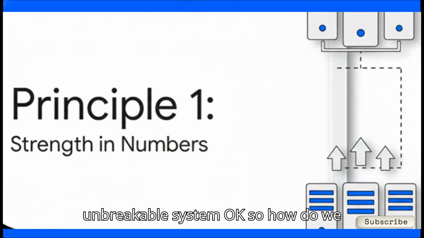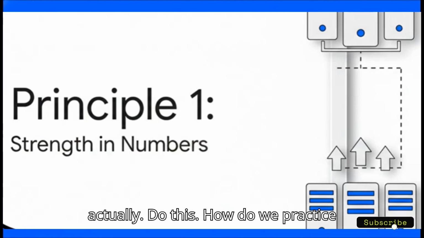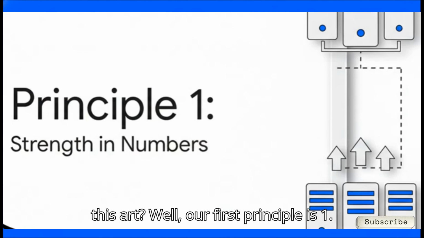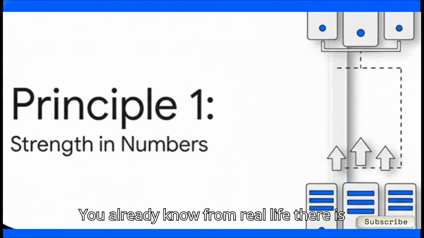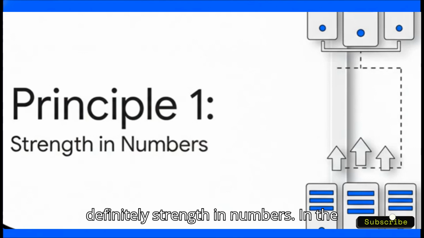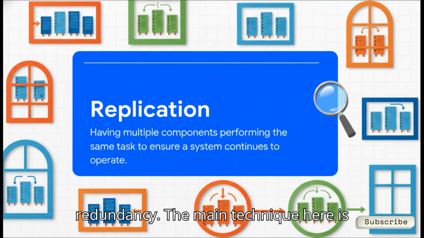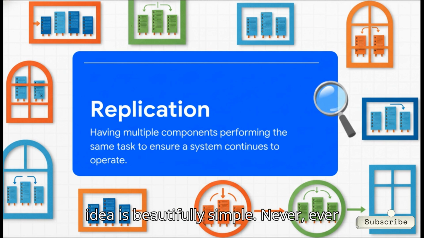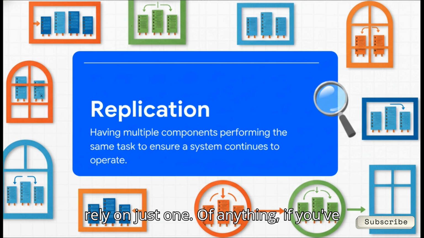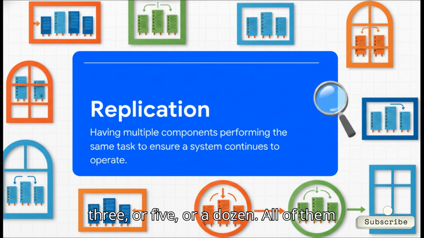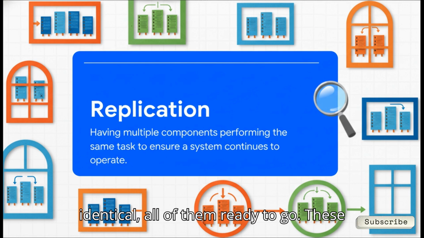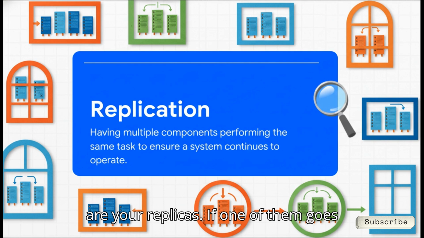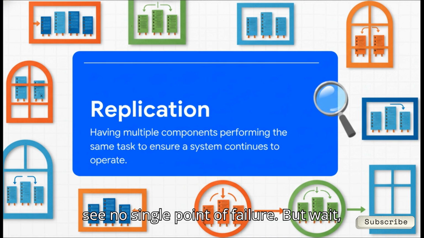Okay, so how do we actually do this? How do we practice this art? Well, our first principle is one you already know from real life. There is definitely strength in numbers. In the world of computers, we call this redundancy. The main technique here is something called replication. And the idea is beautifully simple. Never, ever rely on just one of anything. If you've got one super important server doing a critical job, don't just have one, have 3 or 5 or a dozen, all of them identical, all of them ready to go. These are your replicas. If one of them goes down, another one is already up and running and can take over instantly. You see, no single point of failure.